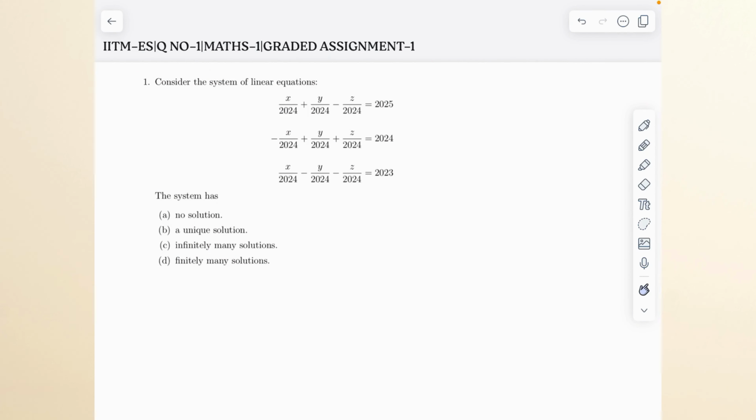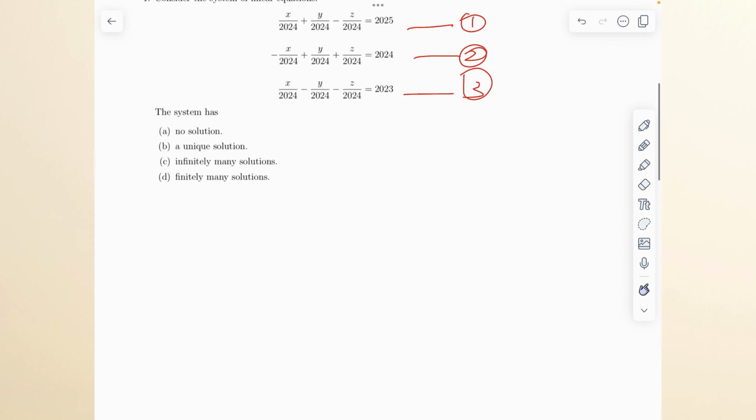Hi everyone, now we're going to look at the first question of IITM-Math for MATHS-1 GA1. These are the different equations: equation 1, equation 2 and equation 3. Equation 1 we are going to modify by multiplying the whole equation by 2024.